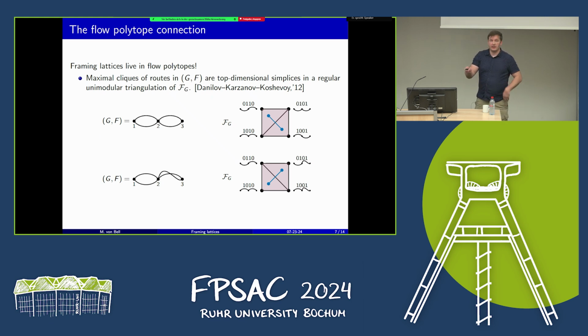And here are the two framings of the same graph that we looked at, and the corresponding two triangulations that you get. This is a very small case, but hopefully you get the picture that, in general, this framing lattice is the dual graph of this triangulation, or its Hasse diagram lives inside of the flow polytope in this way. And so you can also think of this as a lattice on facets of certain regular unimodular triangulations of flow polytopes, if you want.